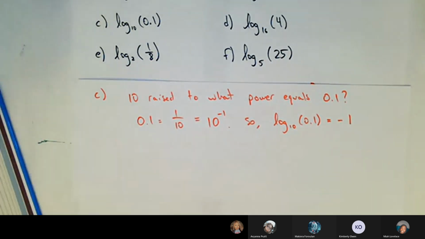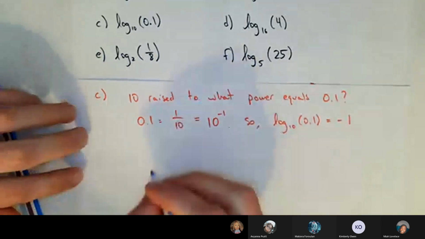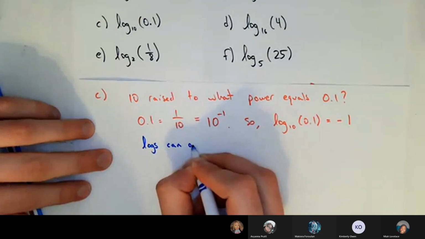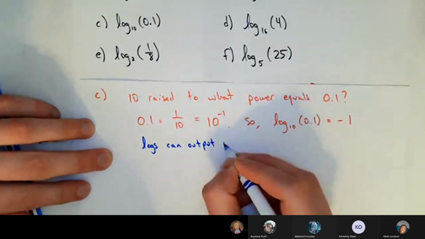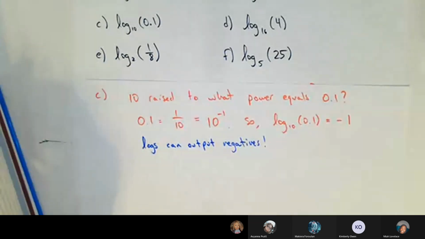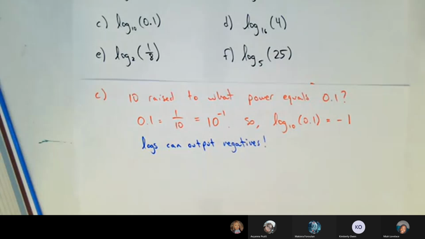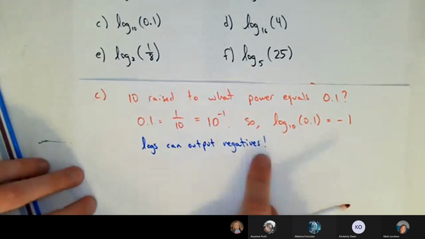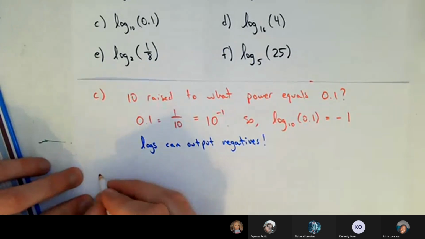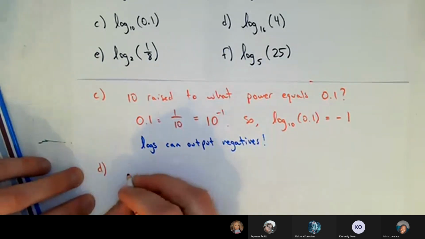Now, we're not going to look at graphs today. We're going to look at graphs Wednesday. Well, let's go ahead and note something. Logs can output negatives. We see it right there. It's just a note that we'll make use of. We'll make a bigger point out of this next time when we look at graphs. But for now, let's keep going with these evaluations.